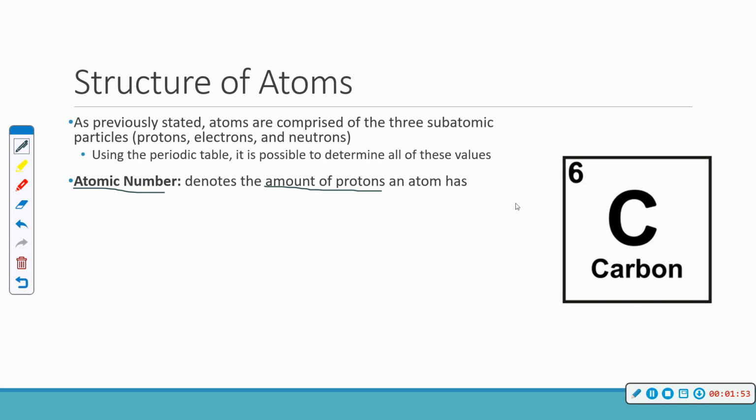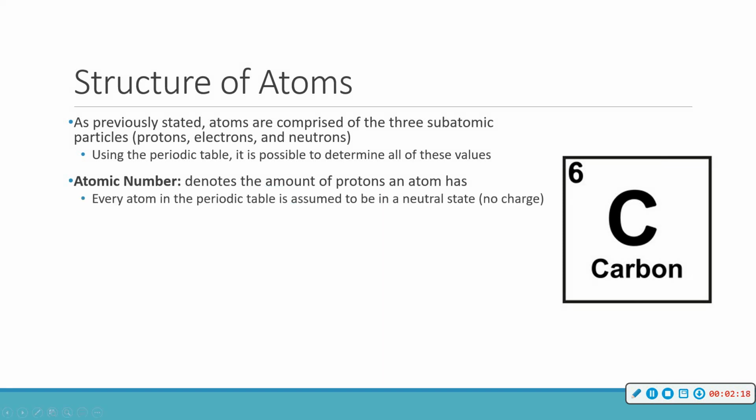So when looking at carbon, because it has an atomic number of 6, you can essentially say that it has 6 protons. Simple enough. So every single carbon atom is going to have 6 protons due to that being the atomic number. Now then, if you were to look at any element on the periodic table, you would find that they are all considered to be in a neutral state, which means that they all have no charge whatsoever.